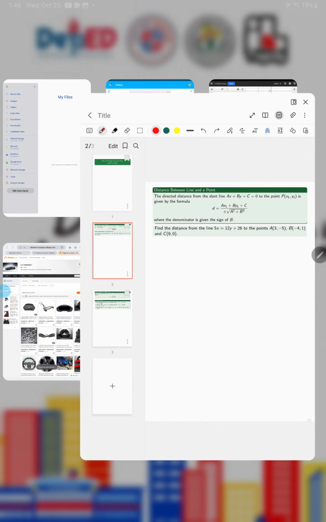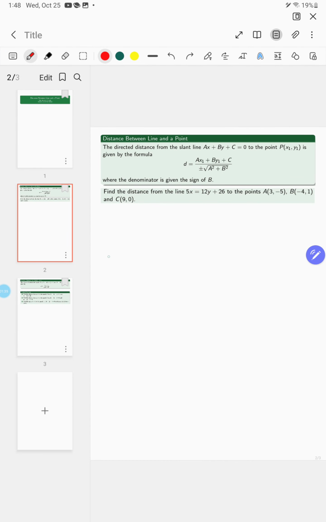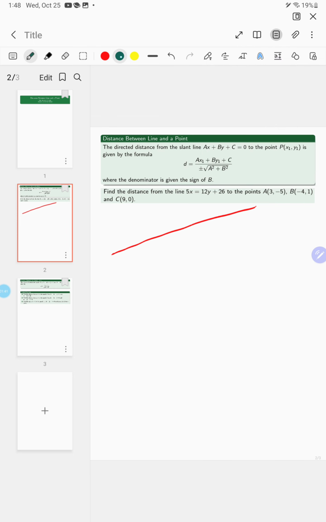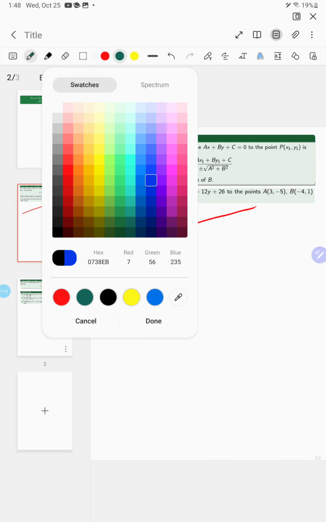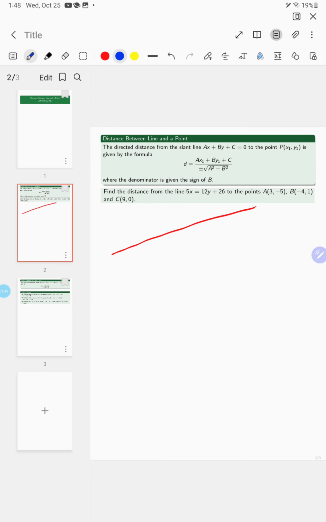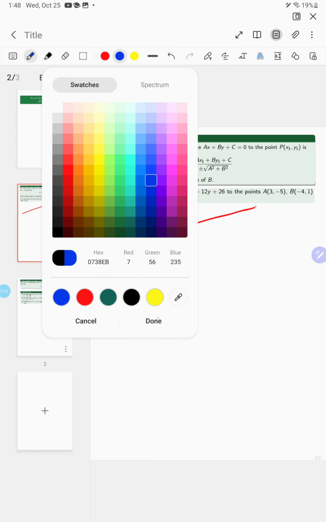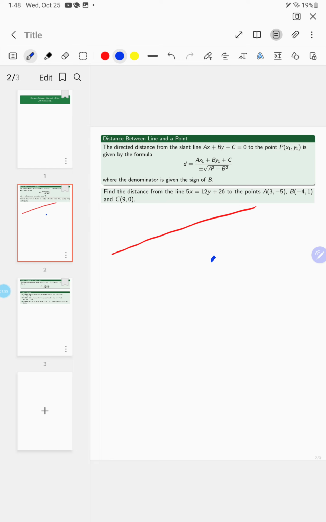Now, our concern, okay. This is my line, right? I think that one is blue. So, let's have this one. The point 3, negative 5 is somewhere here. So our concern is how to get the distance.